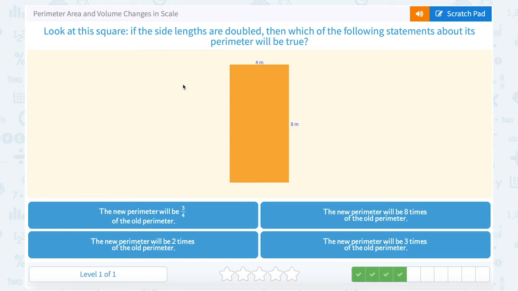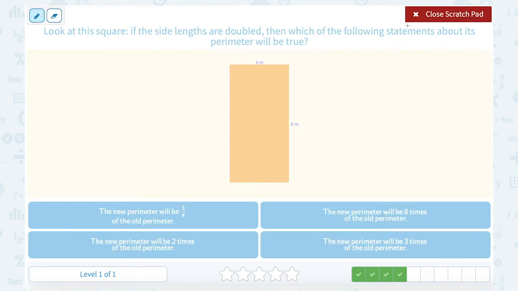Look at this square. And actually, guys, let's be careful here. They're calling it a square, but it's not, because we have a side length of 4 meters and a side length of 8 meters. So I think they mean rectangle. Let's change that to rectangle just to be consistent here with our definitions.